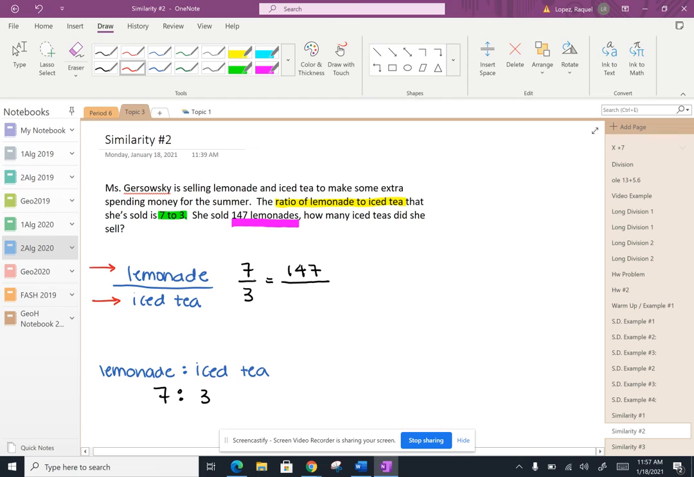So let's see. We're trying to figure out how many iced teas she has sold. We don't know what that is. So I'm going to make that my unknown number, and I'm going to call this X. Now I have a proportion that I can solve. So let's go ahead and do that using cross multiplication. So I'm going to do 7 times x. So that becomes 7x equals 3 times 147.